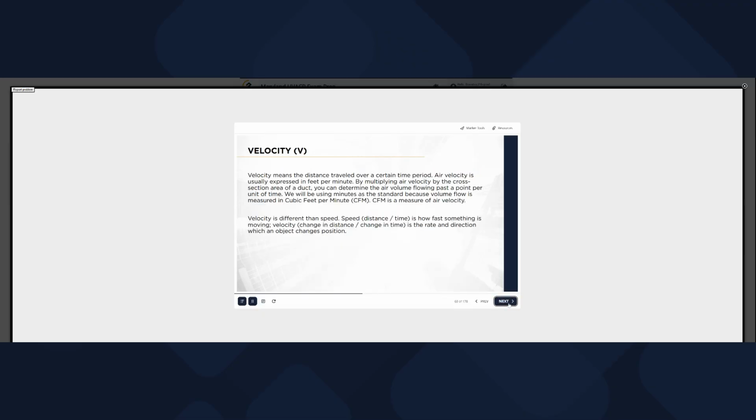Velocity, V, means the distance traveled over a certain time period. Air velocity is usually expressed in feet per minute. By multiplying air velocity by the cross-section area of a duct, you can determine the air volume flowing past a point per unit of time. We will be using minutes as the standard because volume flow is measured in cubic feet per minute, CFM. CFM is a measure of air volume flow.